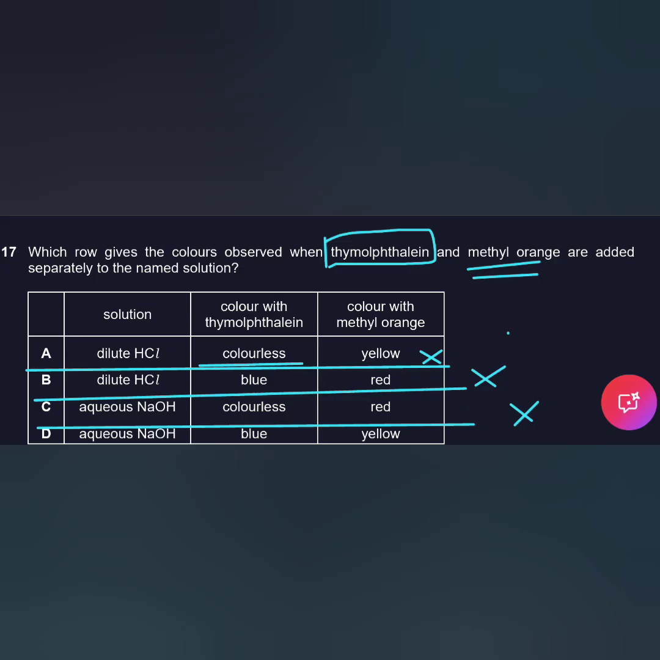Last option, aqueous NaOH, thymolphthalein color is blue and color with methyl orange is yellow. Perfectly correct answer, because in base thymolphthalein changes color from colorless to blue, and methyl orange changes color from orange to yellow in the basic or alkaline medium. So option D is correct. So students, if you don't look at the options correctly and in horizontal direction, you can easily lose this MCQ and the mark. So be careful.